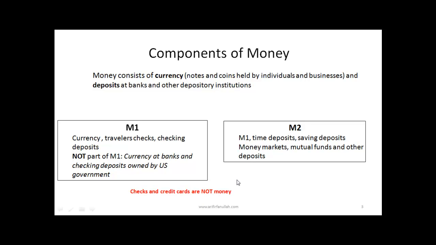Now, slightly more involved, but what are the components of money? And if you've not seen this before, then listen to this very carefully. So what is money? Money consists of currency, which is notes and coins held by individuals and businesses, and deposits at banks and other depository institutions. I'll use banks; depository institutions are just banks, thrifts, and so on. Fundamentally, it's like banks. What seems to be missing here? A critical point is money, physical money. So notes at a bank are not part of money.